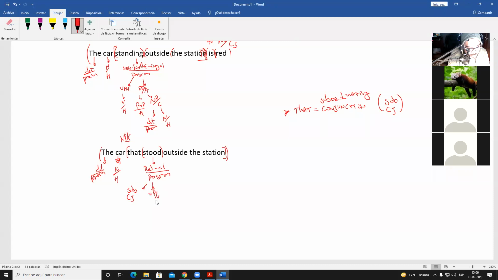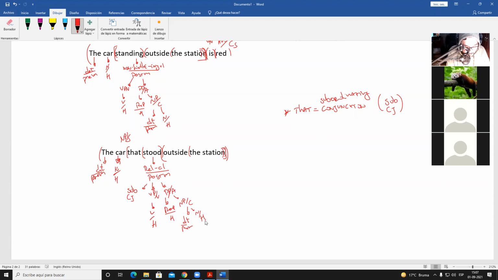Stood is a verb phrase verb made out of the verb head. And then we have outside the station, which is the very same as all the previous examples, right? A prepositional phrase adverbial made out of the preposition head and the noun phrase complement, and then the determiner premodifier with the noun head, right?